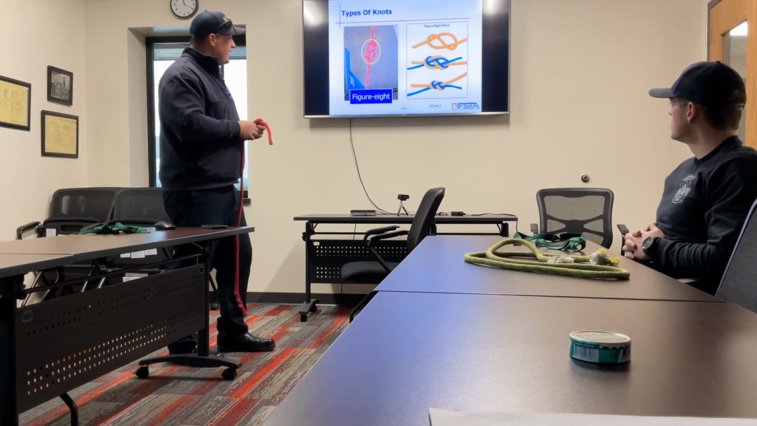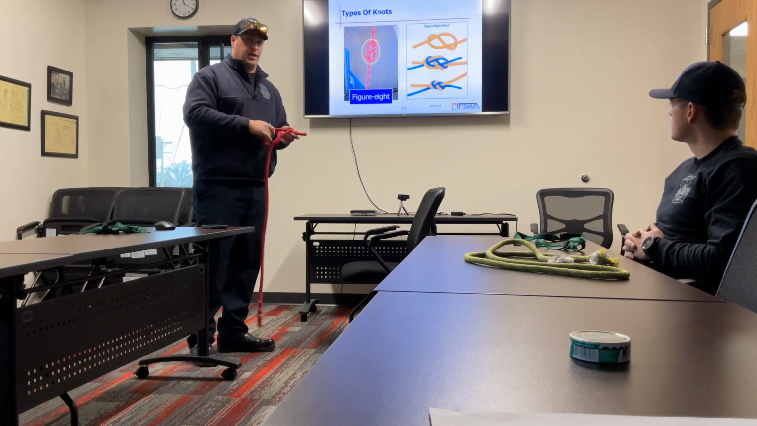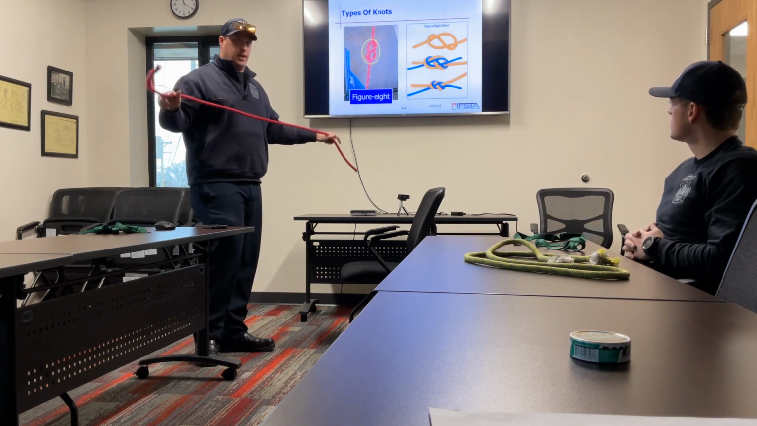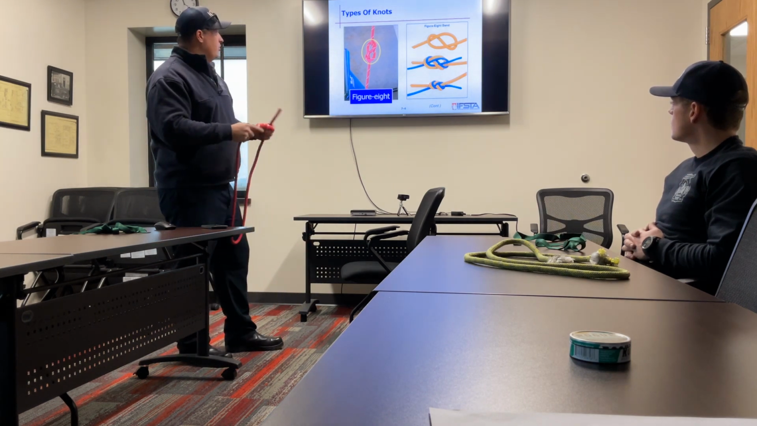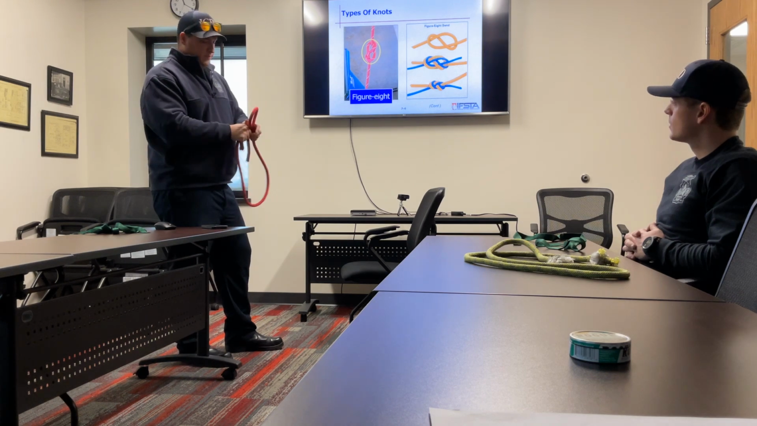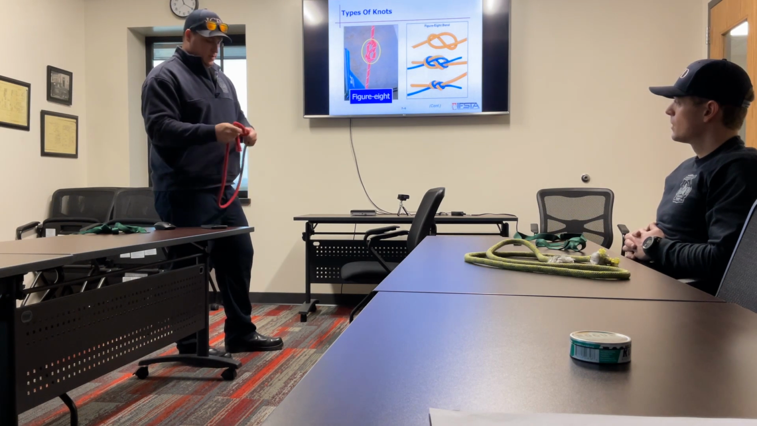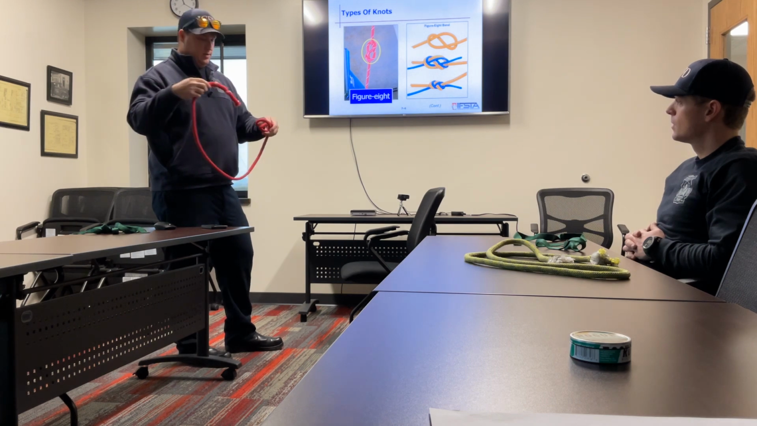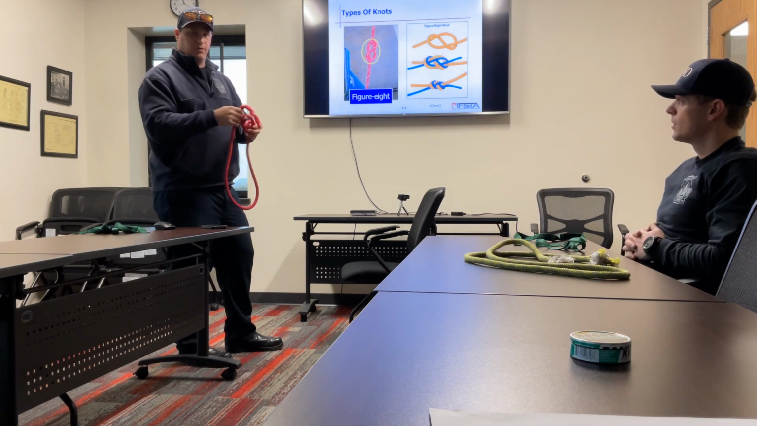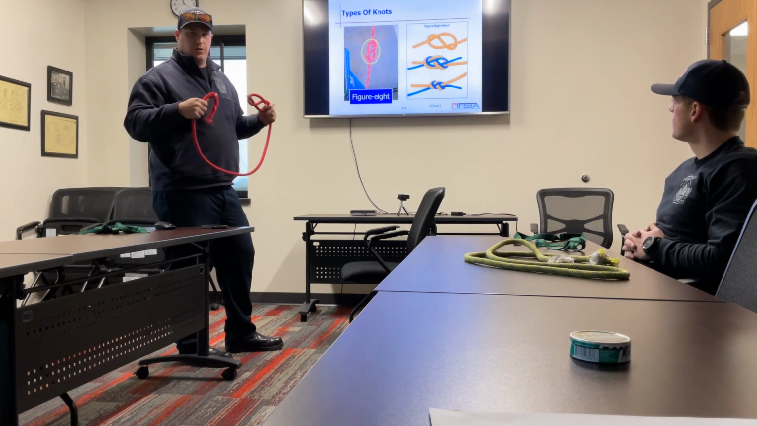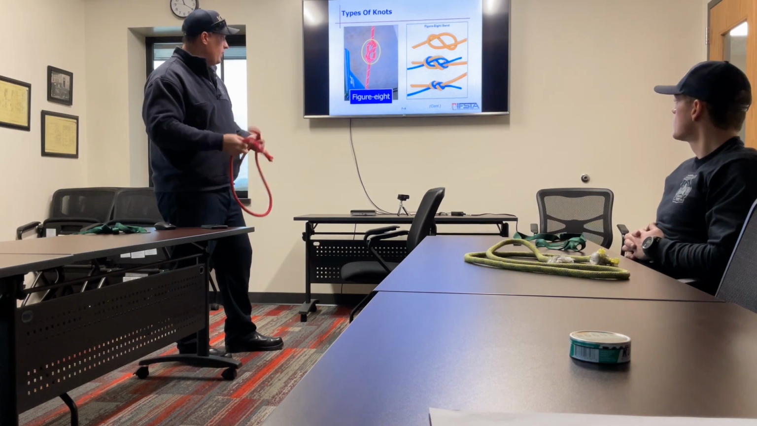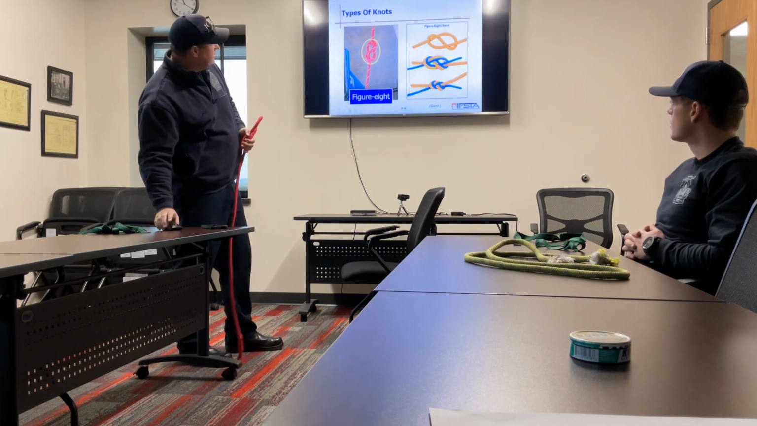A figure eight bend is for joining two pieces of rope together. So you take one piece of rope, you form a figure eight on one end, just a simple figure eight, and then you take the other end and you follow it back through and you feed it through, and it will join two pieces of rope together. They have to be two pieces of the same diameter rope.